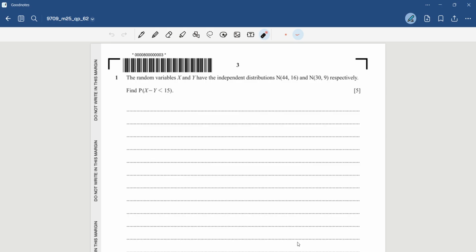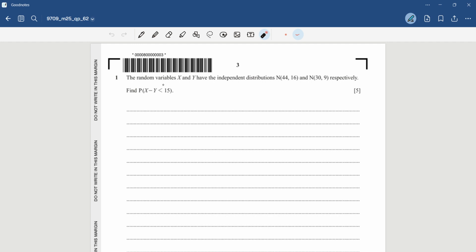For question number 1, the random variables X and Y are independent. X is normally distributed with mean 44 and variance 16, and Y is normally distributed with mean 30 and variance 9 respectively. Find the probability that X minus Y is less than 15.